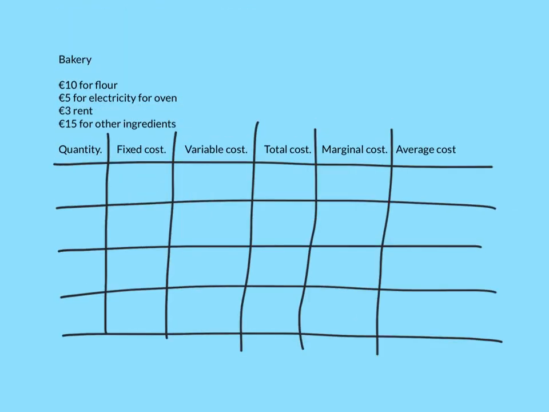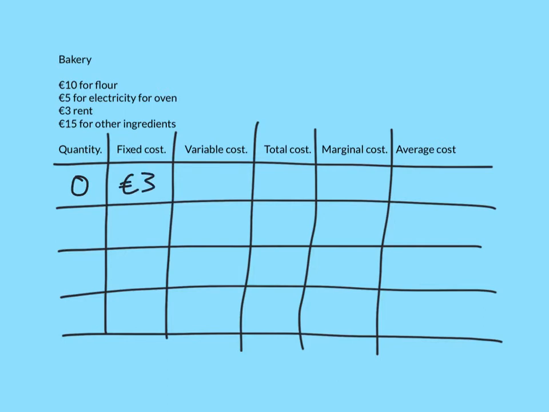Okay, so we are just going to take a very rough example, all things being equal, so we're not going to go too much into detail about how many hours they're spending in the bakery or anything like that. So we're saying that there's €10 for flour, €5 for electricity for oven, €3 for rent, and €15 for other ingredients. Okay, so when we look at this, if we make no cakes, our fixed cost is that rent, and that's going to be €3.